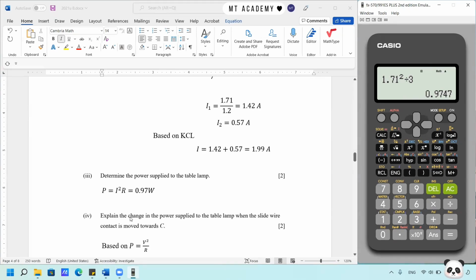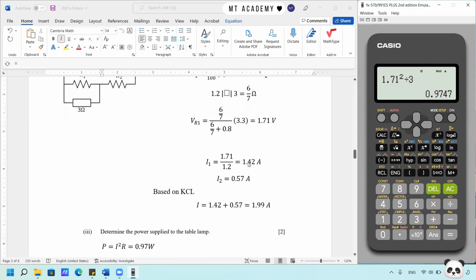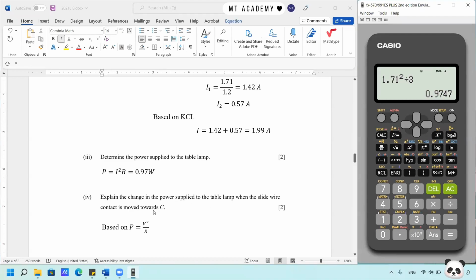Next, explain the change in power supplied to the table lamp when the slide wire contact is moved towards C. So we are going back to the circuit. If we move towards C, the voltage supplied to the table lamp is increasing. Like I said, the voltage ranges from 0 to 3.3 when we adjust the point B between A and C. So when it is moving toward point C, the voltage supplied to the table lamp is increasing. Based on the formula power equals V squared over R, we don't care about the current because we would need to recalculate again.